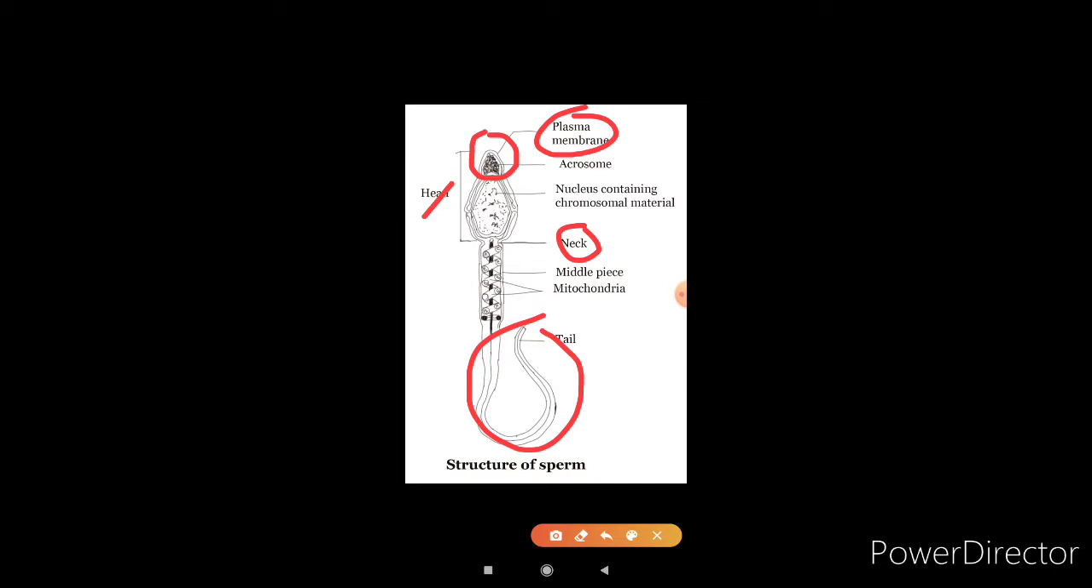The middle piece possesses numerous mitochondria, as you can see here, which will help in the production of energy for the movement of the tail. That is essential for sperm motility. So this is the structure of a typical human sperm.